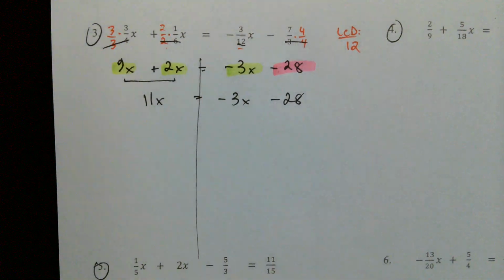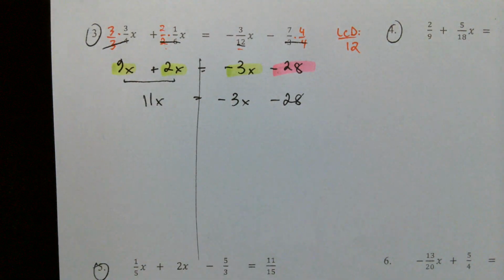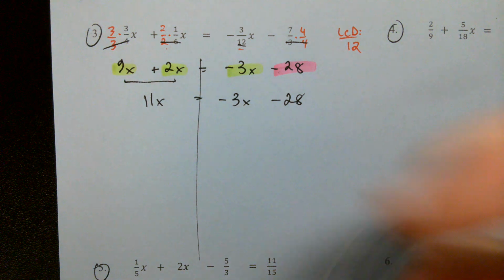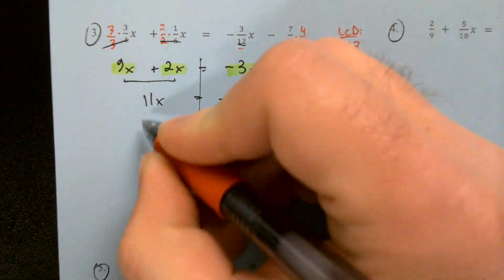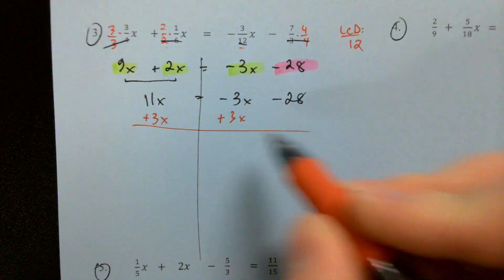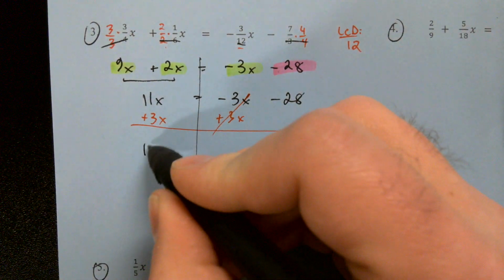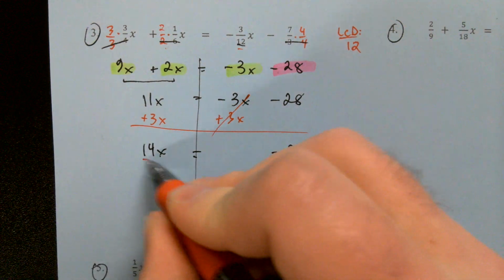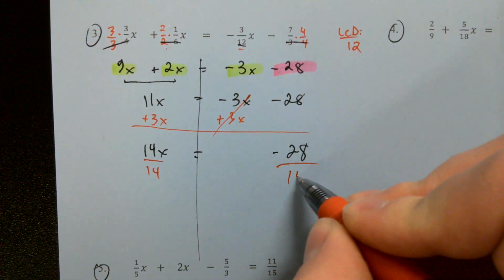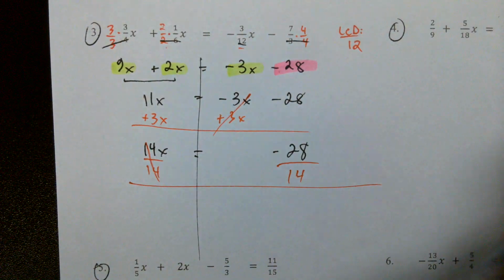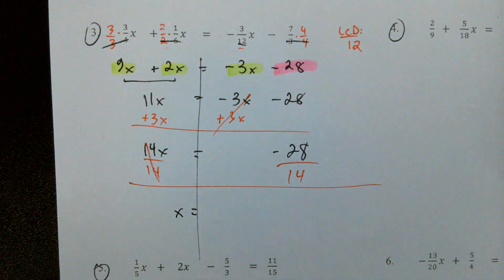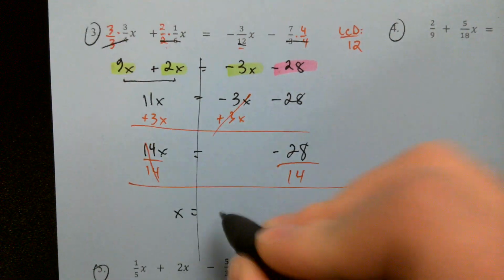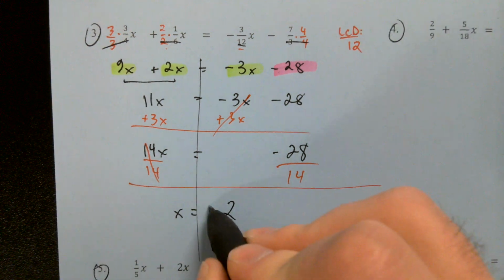All right, what can we do next? We're going to add the 3x plus 3x on both sides. What would 11 plus 3 give me? 14x equals negative 28. Divide both sides by 14. How many times does 14 go into 28? 2 times. And what's a negative over a positive? Negative.